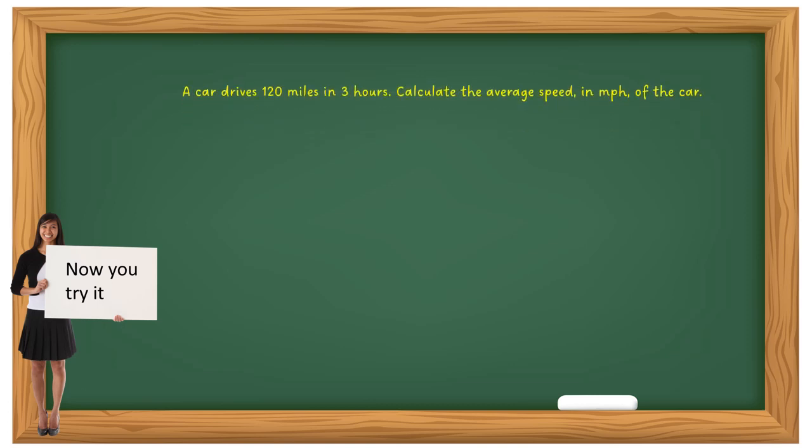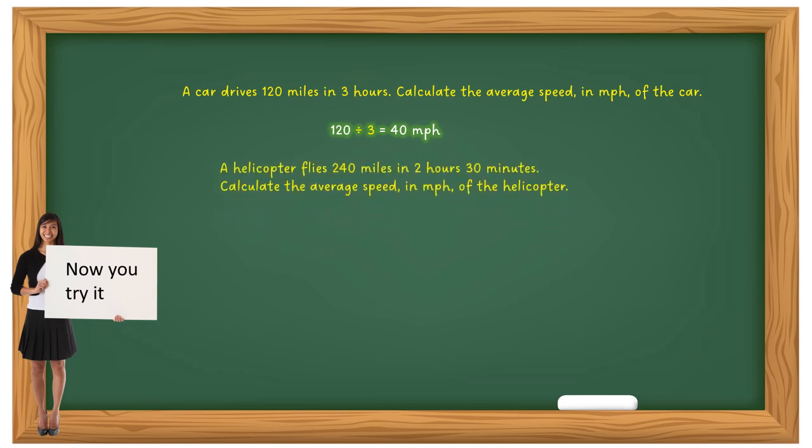A car drives 120 miles in 3 hours. Calculate the average speed in miles per hour of the car. 120 divided by 3 is 40 miles per hour. A helicopter flies 240 miles in 2 hours and 30 minutes. Calculate the average speed in miles per hour of the helicopter. Again, stop the video, have a go. So how did you do? 240 divided by 2.5 shows that the helicopter was travelling at 96 miles per hour.